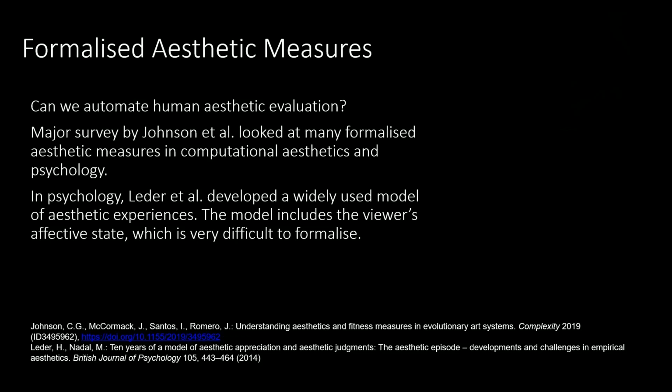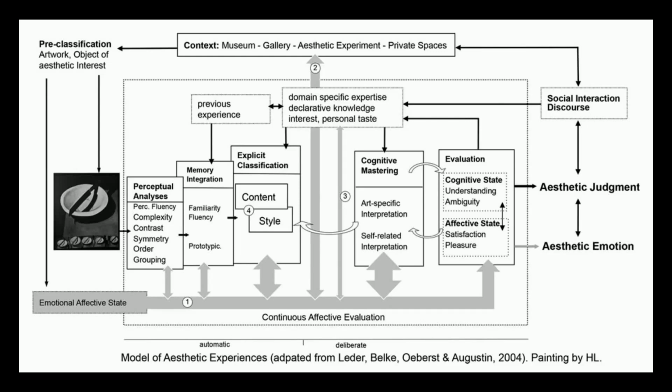However, a model from psychology by Leder and colleagues demonstrates that aesthetic experience extends beyond the observable properties of the object itself, including things like context and the affective state of the viewer, things that are very difficult or even impossible to formalise. Here's a diagram of Leder's model, showing the variety of factors that contribute to an aesthetic judgment and experience. Most of the work in computational aesthetics has focused on the perceptual analysis of objects, but previous experience, context and affective state of the viewer also play important roles. Leder's work seems to suggest that any unified measure of human aesthetic evaluation would be impossible.